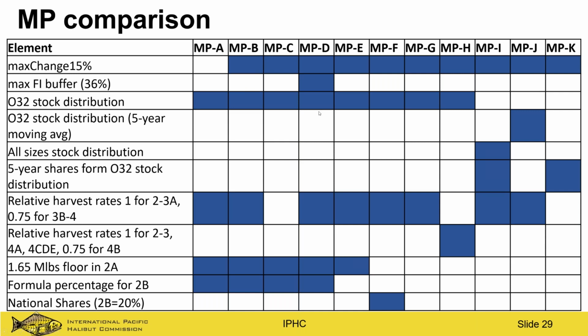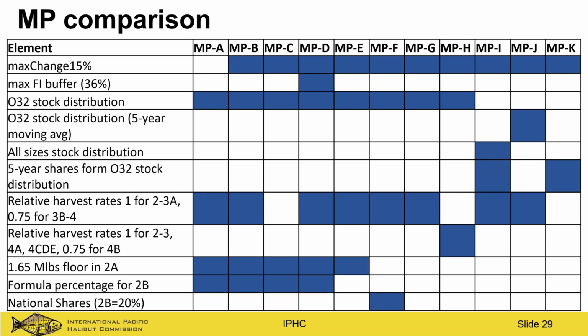But this table basically shows what each of these procedures with a letter has incorporated in its elements. So it shows how you can compare procedures. For example, A and B are exactly the same, except one has the constraint of 15% on the annual change in the TCUI, and the other one doesn't. So you can look through here.